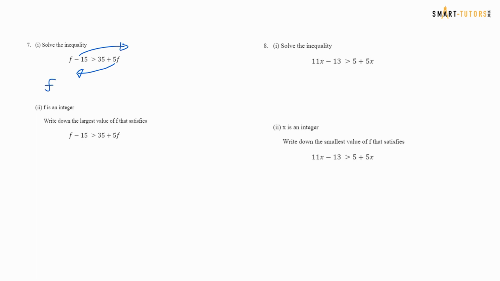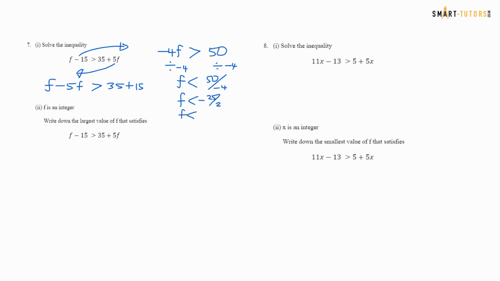So f minus 5f greater than 35 plus 15. Let me do that continuously here. Minus 4f, carefully, f minus 5f is minus 4f greater than 50. Then divide by minus 4, divide by minus 4, then this becomes f less than 50 over minus 4. So f less than minus 25 over 2, or f less than minus 12.5.